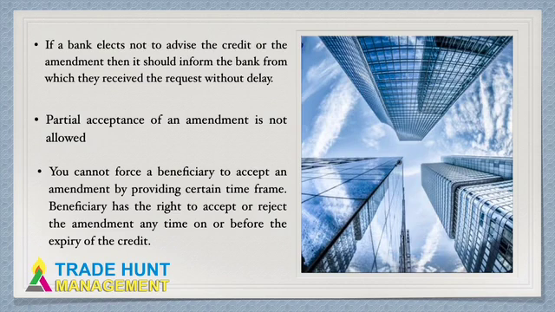And then you cannot force a beneficiary to accept an amendment by providing a certain time frame, like within 1 week. If you don't accept the amendment, then we will assume that you have accepted it. Those kinds of things you cannot include in your amendment. So there cannot be any time frame for the beneficiary to accept or reject. So the beneficiary has the right to accept or reject the amendment anytime on or before the expiry date of the credit. Okay, so this is what the rules on amendments are.